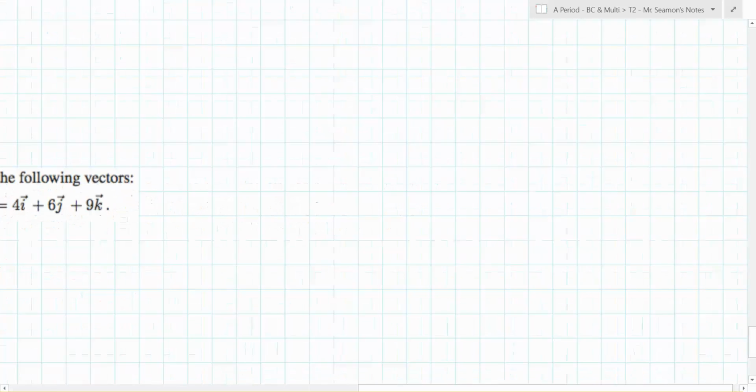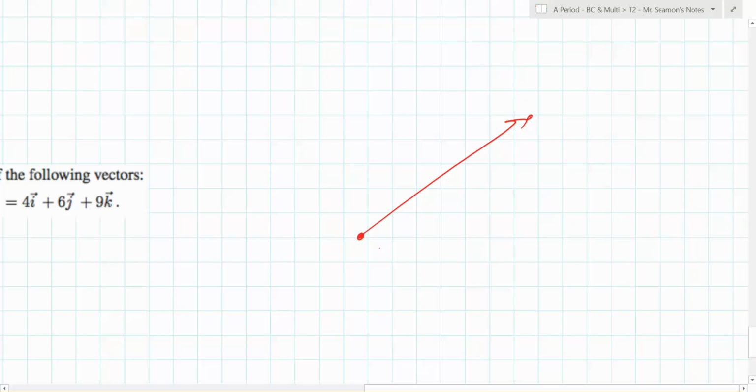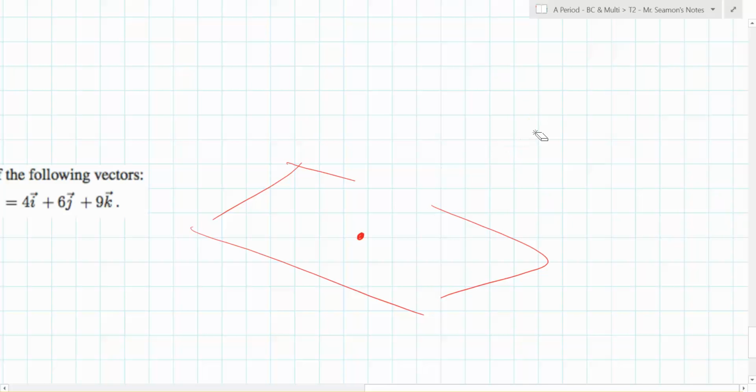So you just asked the question about perpendicular. Let me give you an example of why it's a little bit harder than you think. So here's a vector in space. It's in three dimensions. Let's say it starts here and it ends right here. I'm going to draw the plane first, sorry. So here's a plane.